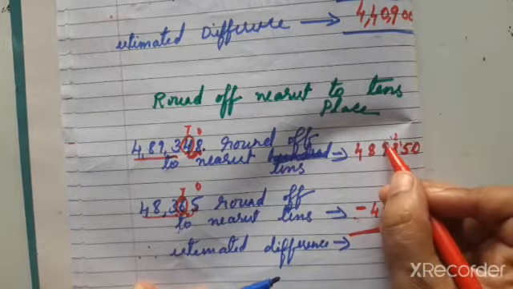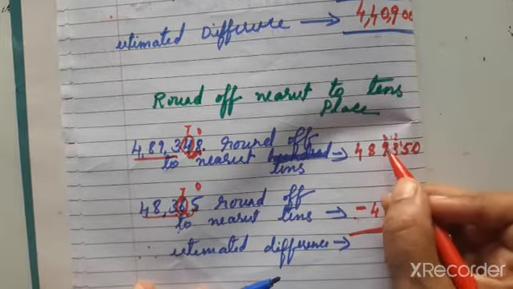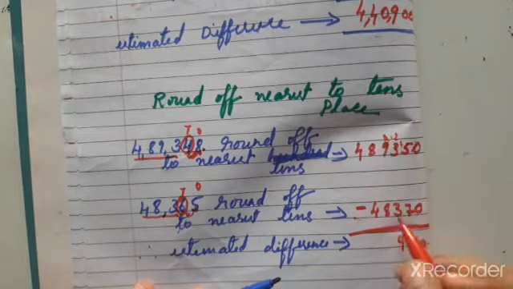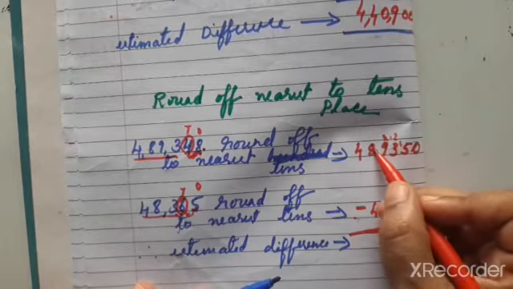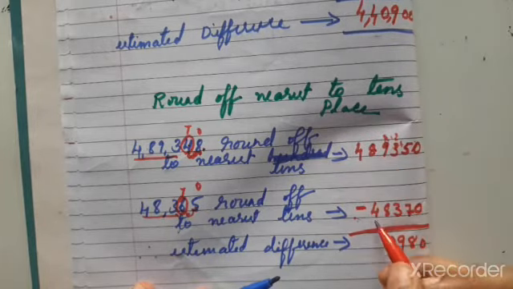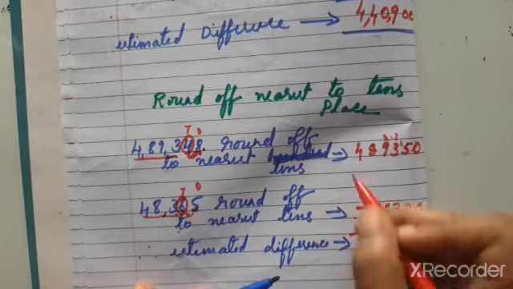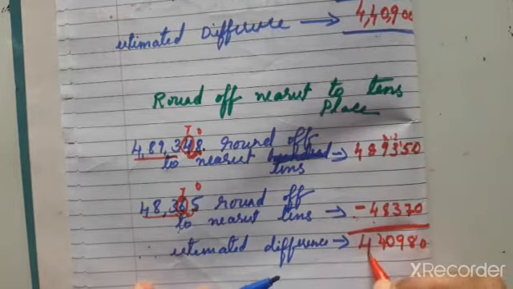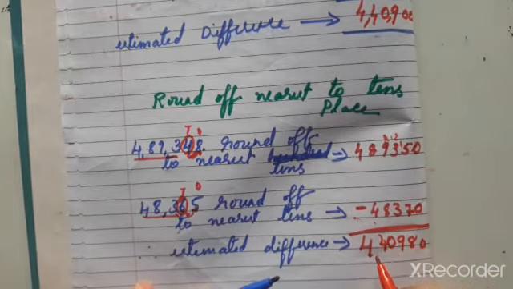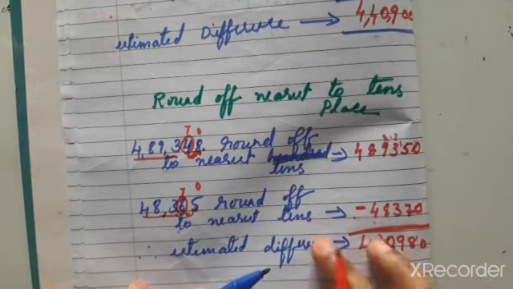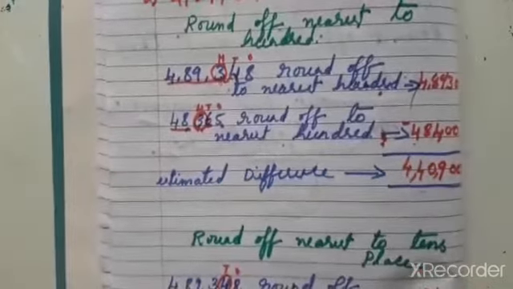Now here it was 9, now he helped his friend, so 8. 8 minus 8, 0. All are helping nature numbers. 8. Now 8 here. 8 minus 4 means 4. And this 4 as it is here. Come down. The answer is 4,40,980.